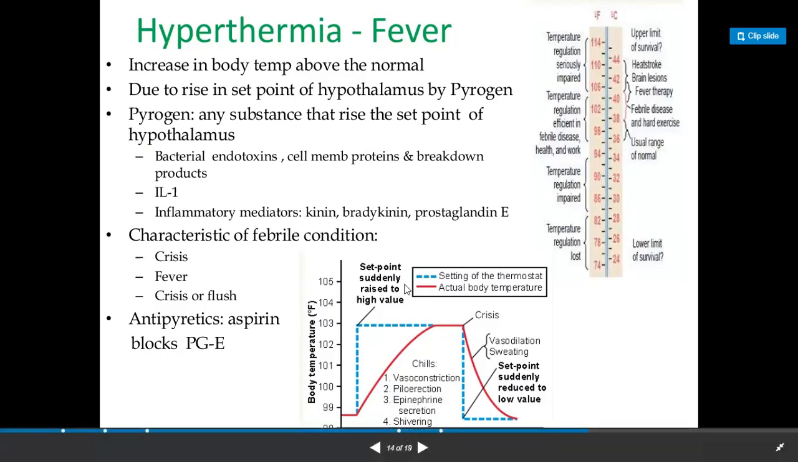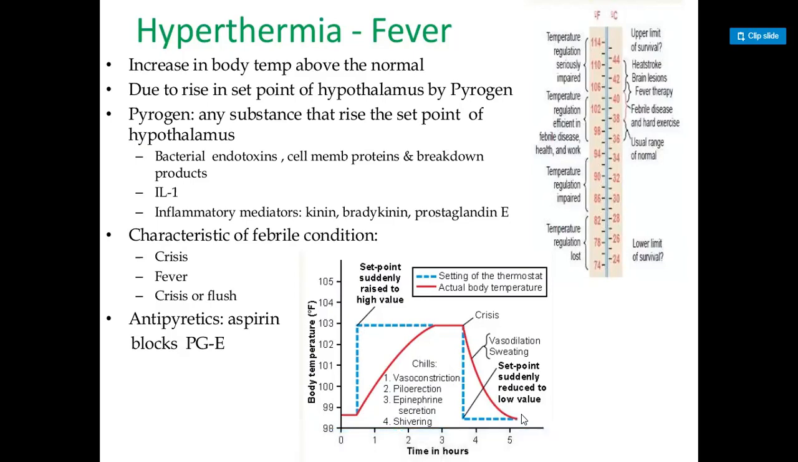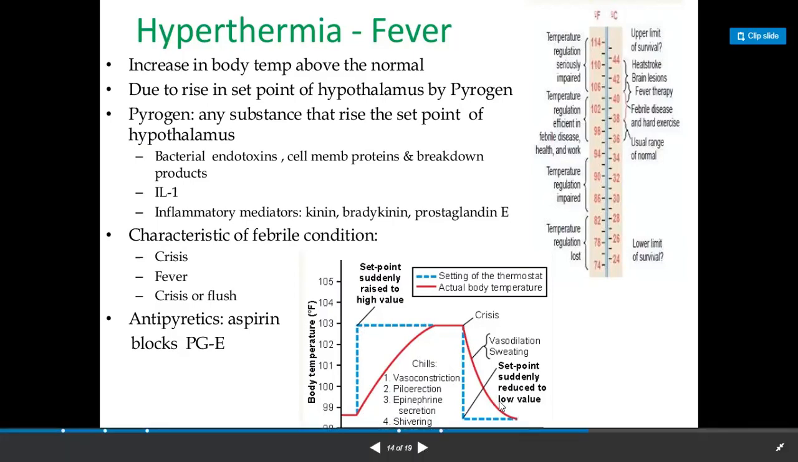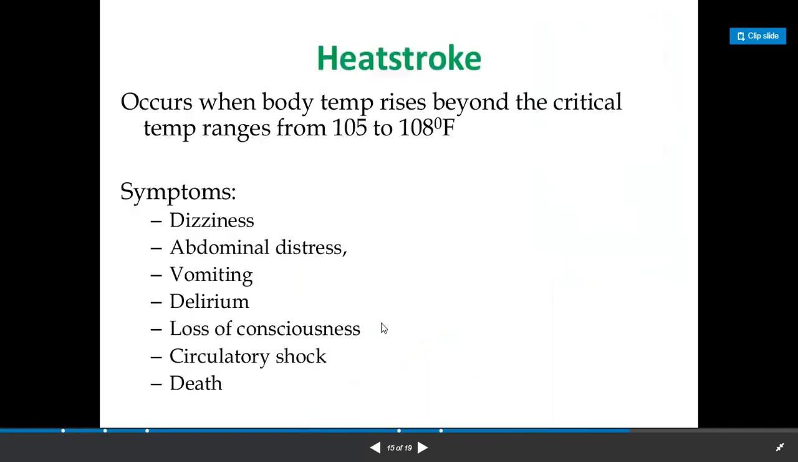So this picture here is simply showing you the set point, what happens when you are cold: vasoconstriction, piloerection, epinephrine secretion, and shivering. All of these help you to increase your body temperature to the set point, okay? And then this is vasodilation or sweating, which helps to decrease the temperature and brings it down to a low value again. So everything I explained, this is just a graph that is showing it.